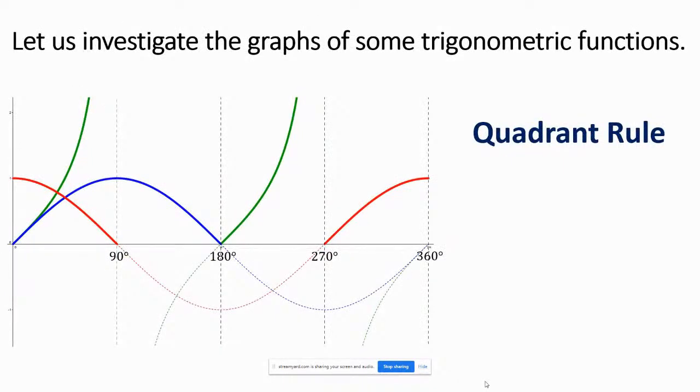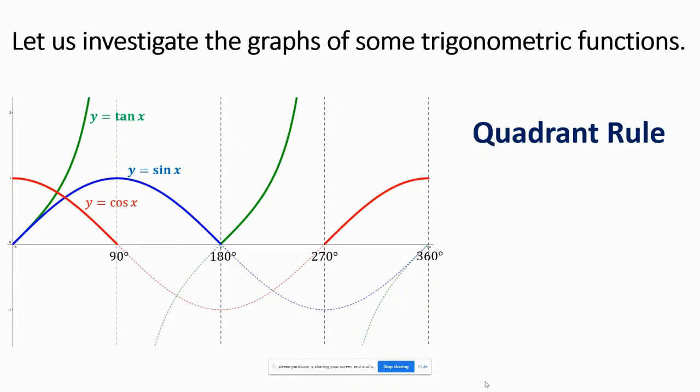Before we start on the things that make solving difficult, let us investigate the graphs of some trigonometric functions. I have here three functions. The blue one is the sine function, the red one is the cosine function, and the green one is the tangent function. We studied these in the previous episodes, the ones we discussed earlier.